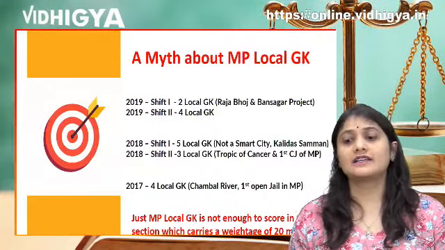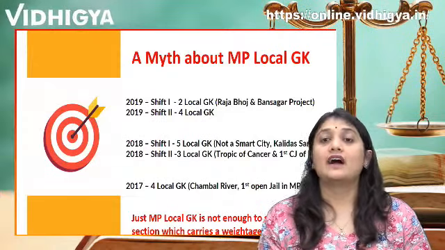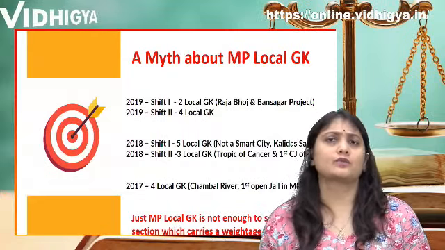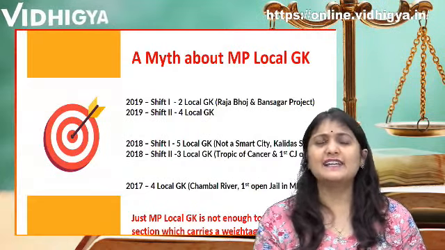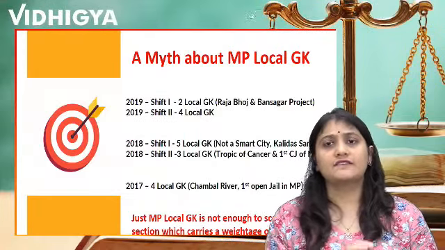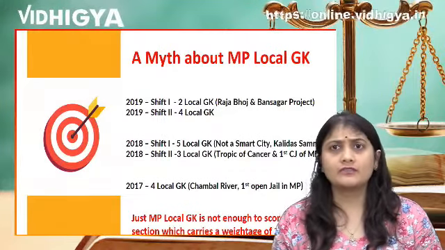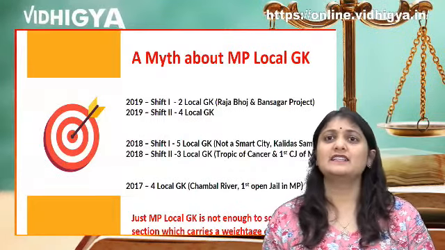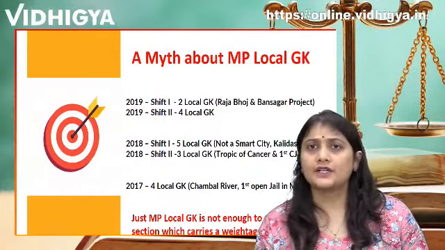In shift 2, they were asking only 4 local GK questions. In 2018, shift 1, they asked only 5 local GK questions, about which one of them is not a smart city and who won the Kalidas Sammanan. So that is how they ask you questions, which accounts hardly for 5 marks in the GK portion. In 2017 also, if we see the trend, the four local GK questions they asked, one of them was where does Chambal River originate from, and the other one was where is the first open jail in MP. So the trend is only five local GK questions. Along with that, what they ask is a lot of Indian polity in the GK part.